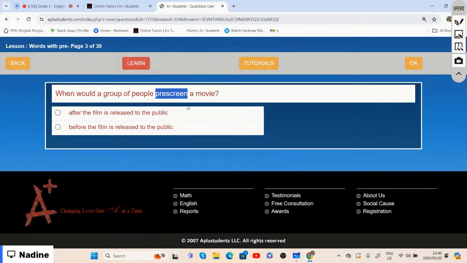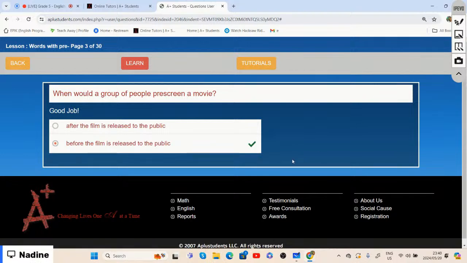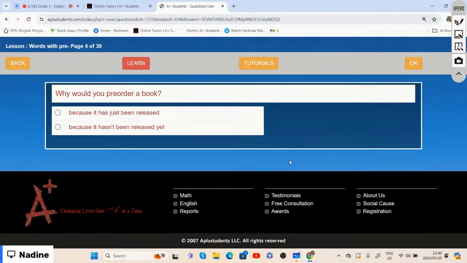And if we were to choose the correct answer, we would say it is before the film is released to the public. Remember, pre means before, right?